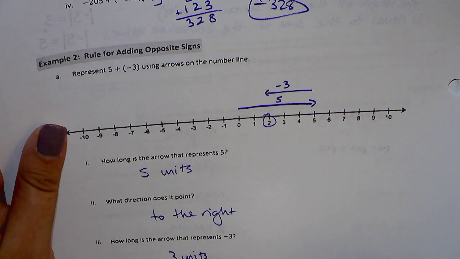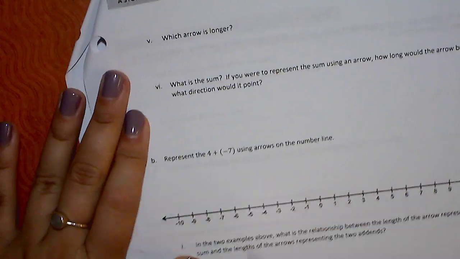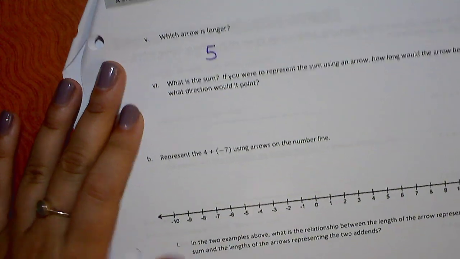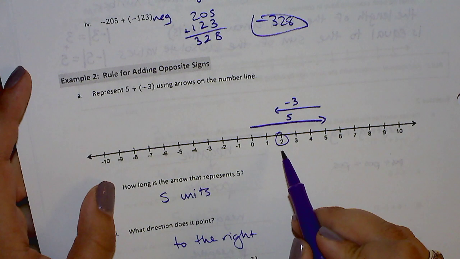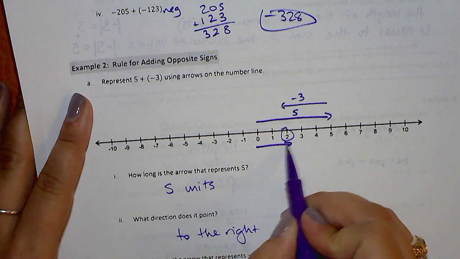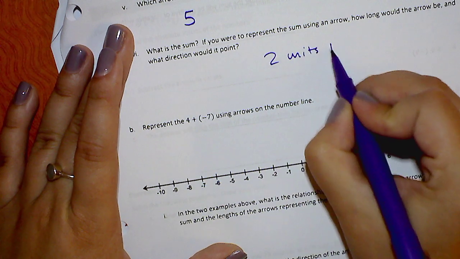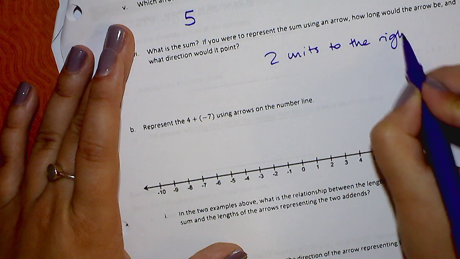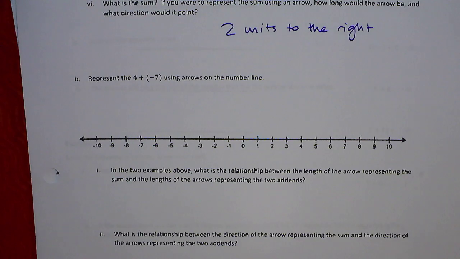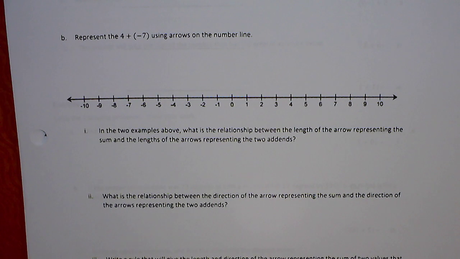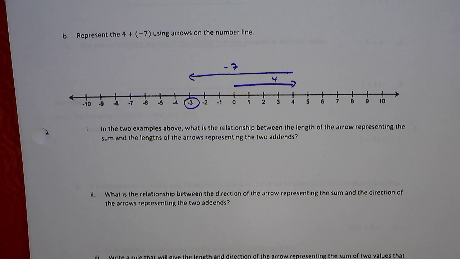Which arrow is longer? Let's look. Which arrow is longer? The 5 arrow, that's right. What is the sum? 2. And if we were to represent it with an arrow, it would be 2 units to the right. Now I want you to do this one, represent 4 and negative 7 on the number line with arrows. It should look like this.